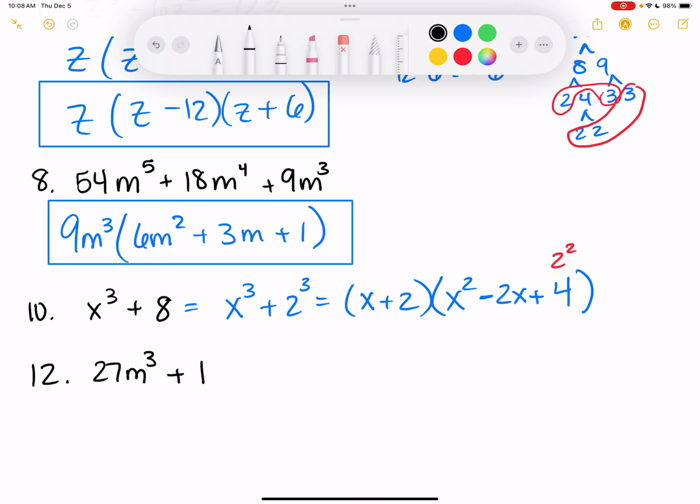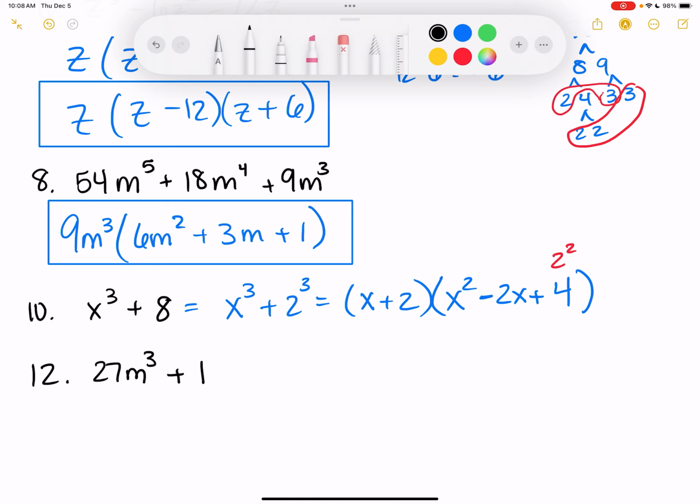All factoring ones are going to be that way. So you need to look, just like we look for special types like difference of squares or perfect square trinomials, you kind of have to look for a sum or difference of cubes. So is 27 something cubed? 3 cubed. Yeah, 3 cubed. What about 1 though? 1 cubed.